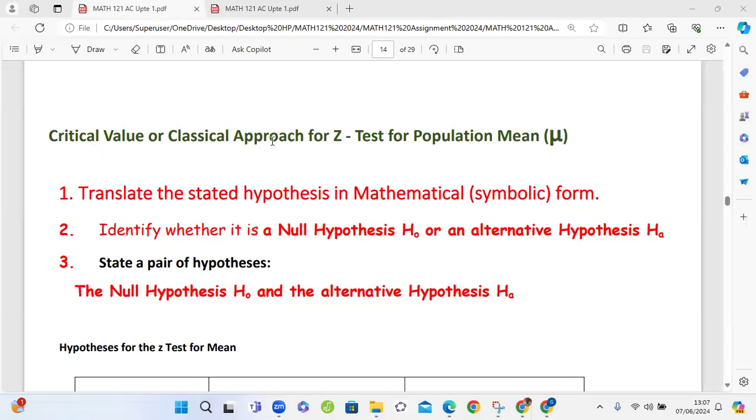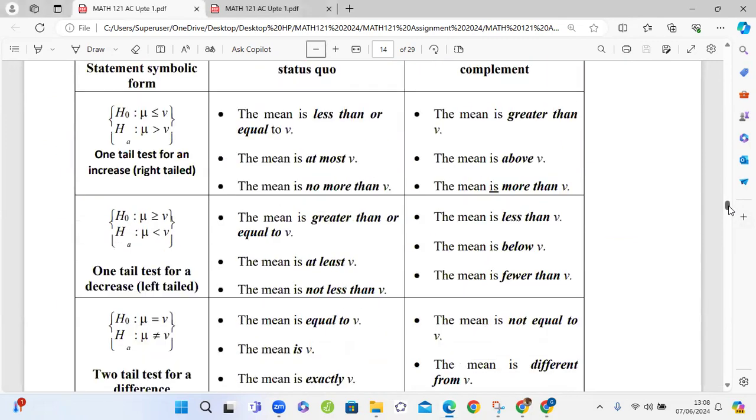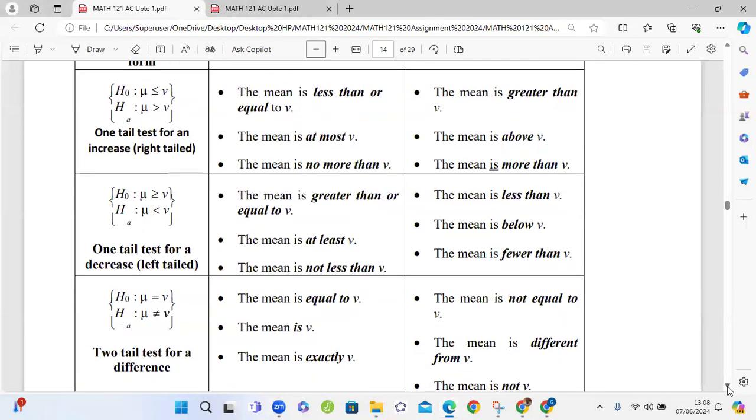As you can see, the first step says to translate the hypothesis to mathematical form, which we did. The second step says to identify whether it is a null or an alternative, which of course we did. The third step says to complete the pair, which we did. So we have accomplished steps number 1, 2, and 3. Here, the alternative for equal is the not equal sign. Now let's go to step number 4.